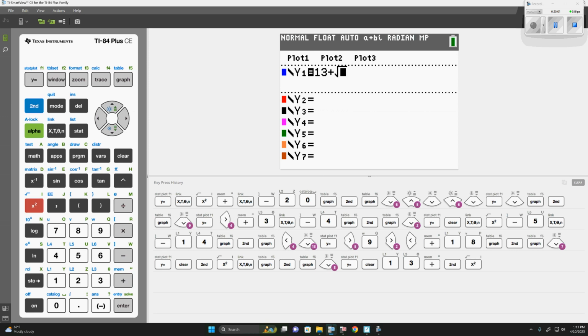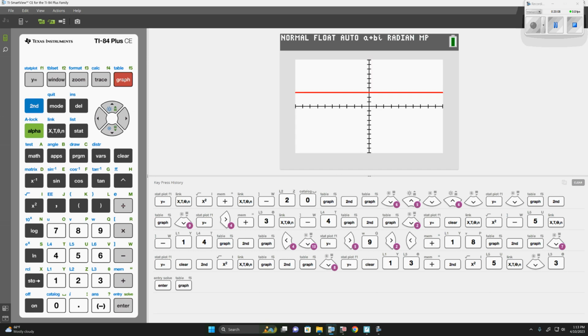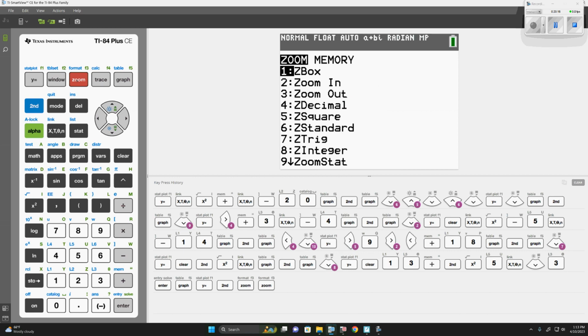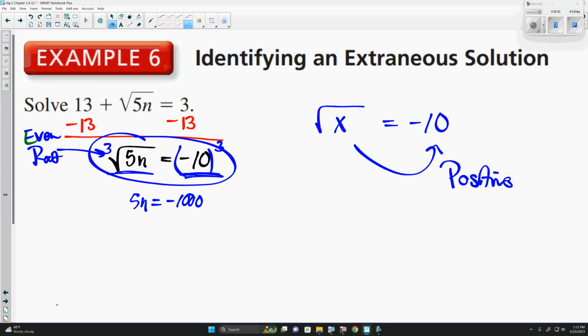Second square root 5x. We said this was graph. Yep. Let's zoom. Let's see here. Well, the line at the very bottom is 3. The blue one is our other graph. Do they get anywhere near each other? No, they're far apart. That's also part of the reason we have no solution.